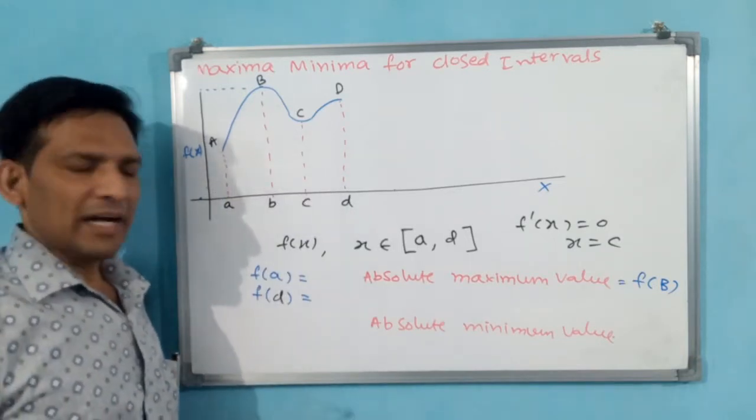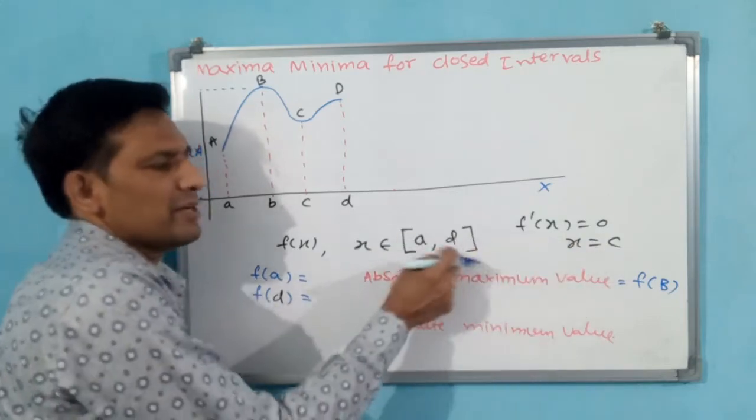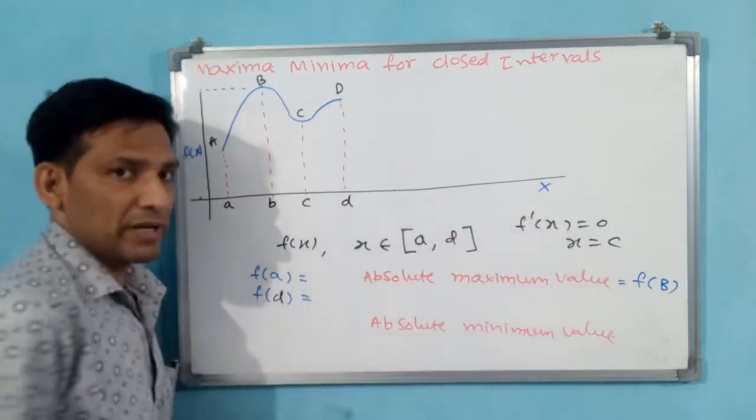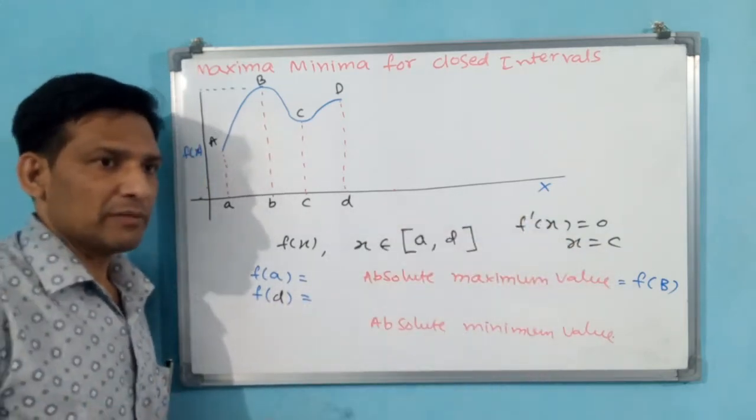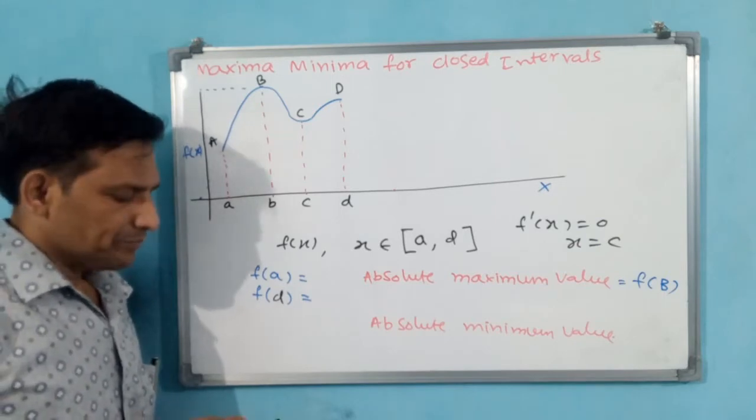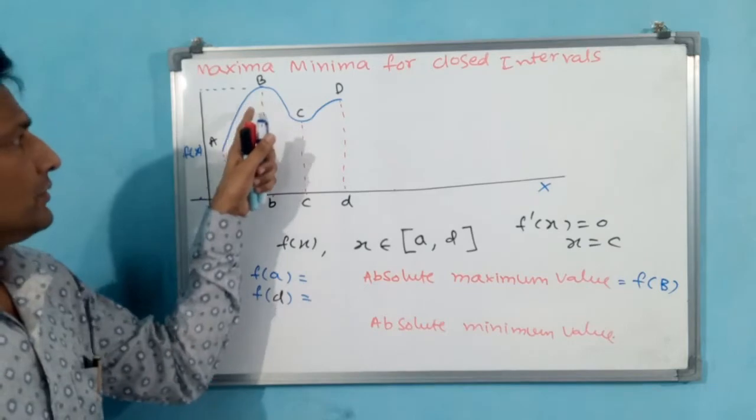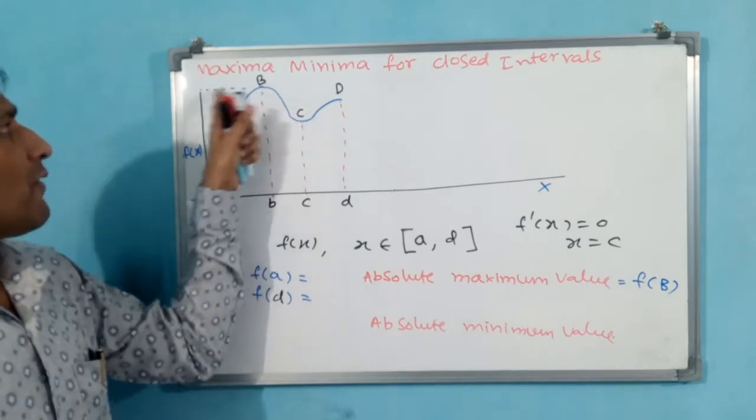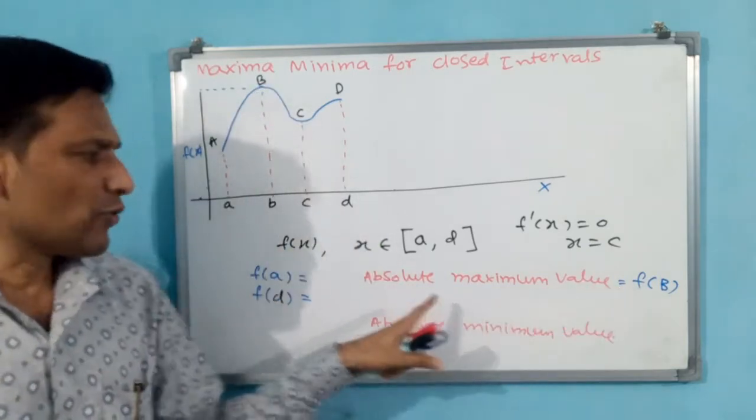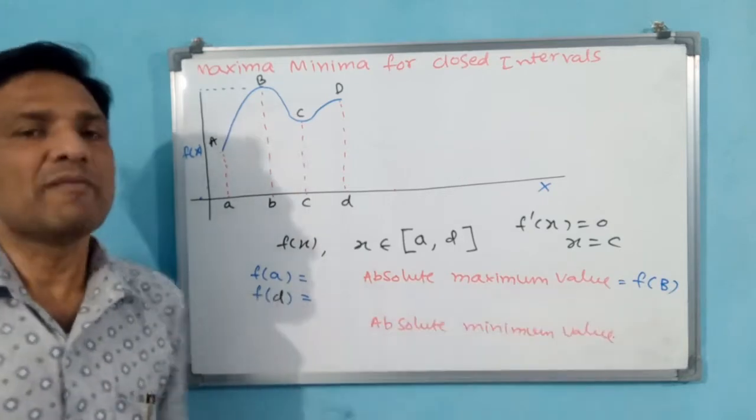At least 3 will come. 1 point will come in between, or else 2 also may come, 4 also or 3 also may come. You see here, f of b is the highest value. That is why we are going to call this the absolute maximum value.